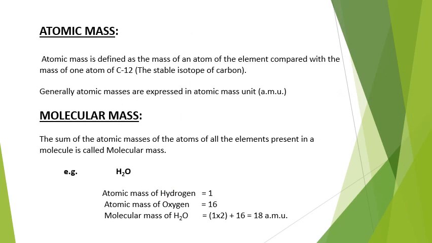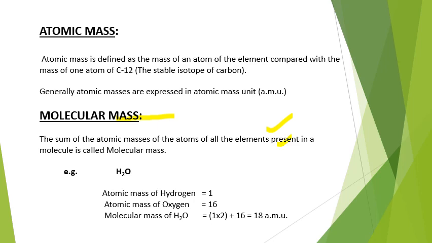Before going to the calculations, you must be familiar with the simple terminologies which will be used again and again in the calculations. You are familiar with these terms, but just a revision is given. So you should know what is meant by atomic mass, molecular mass, right? So atomic mass, what is atomic mass? Atomic mass can be defined as the mass of an atom of an element compared to the mass of one atom of carbon-12, that is the stable isotope of carbon, right?